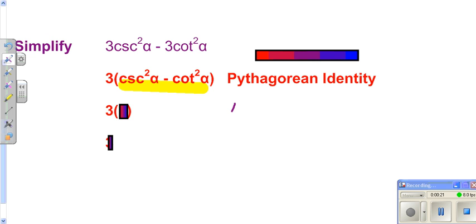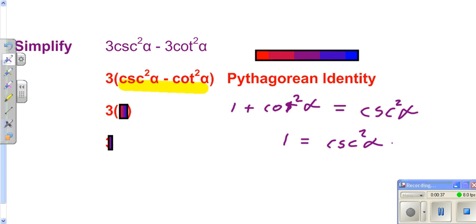Because you know 1 plus cotangent squared alpha is equal to your cosecant squared alpha. If you subtract your cotangent squared from both sides, you get a cosecant squared alpha minus a cotangent squared alpha. That's what this is. So the whole inside here simplifies down to 1. 3 times 1 is 3.